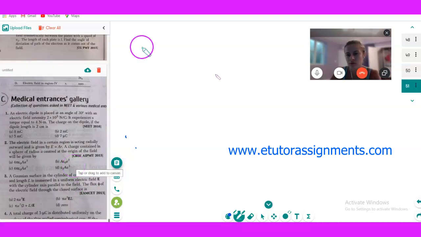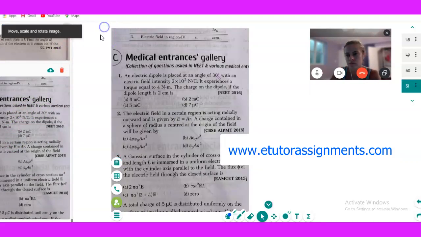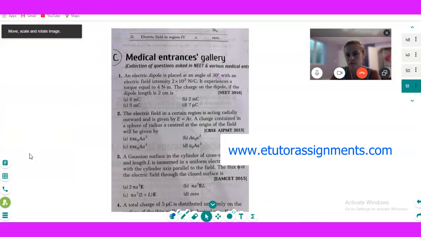Page 51. No, no, we cannot go to a different page. Okay, I will upload it. Now I can see. You see now?